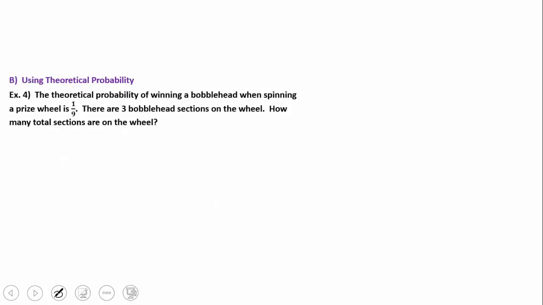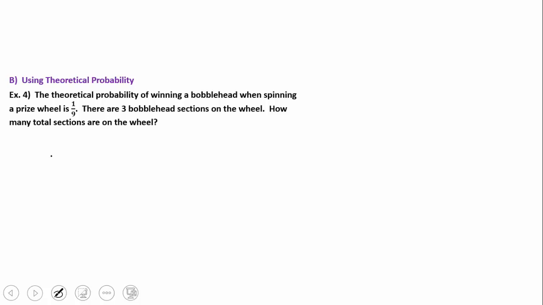Now let's use what we know about theoretical probability and put it into a real-world situation. It says the theoretical probability of winning a bobblehead when spinning a prize wheel is 1 out of 9. That's basically 11%. There are 3 bobblehead sections on the wheel. How many total sections are on the wheel?